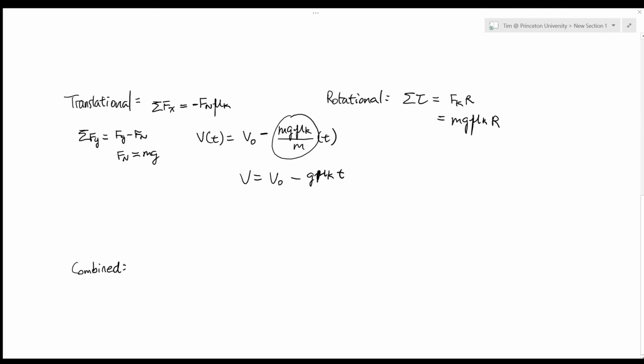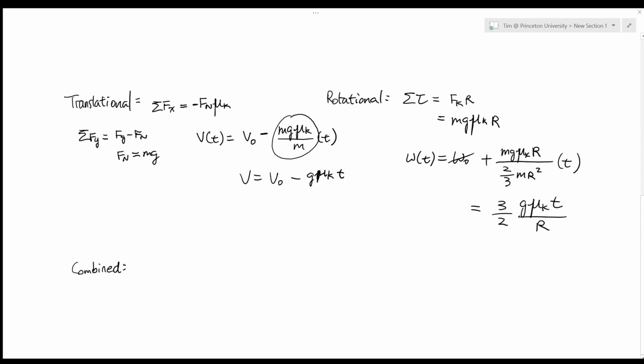So then we can figure out the angular velocity with respect to t, which is equal to the original velocity, which is actually 0, plus whatever the angular acceleration is times the time. Now, angular acceleration is the net torque divided by the moment of inertia. And you have mg mu k times r over the moment of inertia of a hollow sphere, which is actually 2/3 mr squared. Now, that will probably be given to you on a formula sheet or something. That times t. So then we can simplify this as well. This is equal to 3/2 g mu k t all over r.